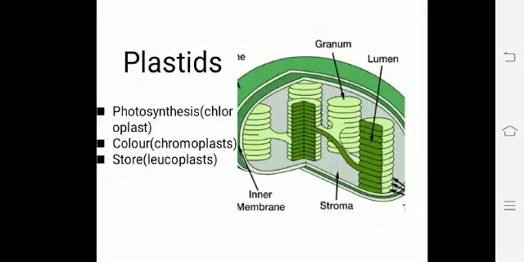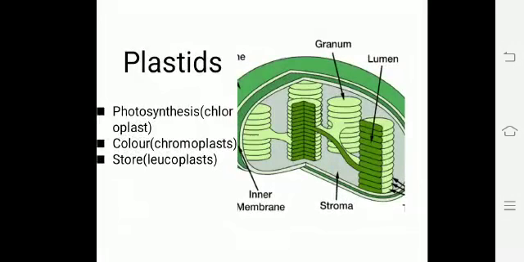Chromoplast is responsible for the colors of the fruits and flowers. We know that flowers and fruits have different colors. How do the colors come about? Because of the chromoplast. Okay. Then the third one is the leucoplast.